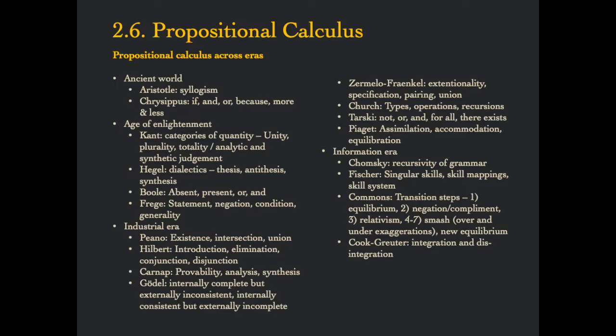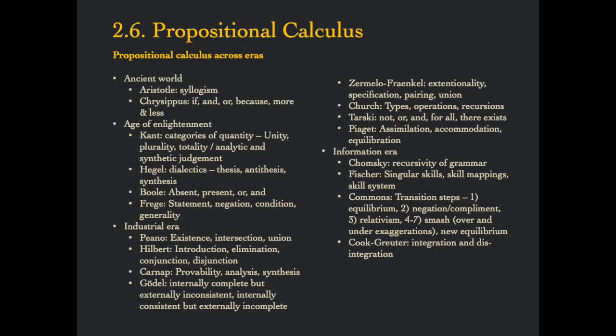In the industrial era, we have Peano, and he had the terms existence, intersection, and union. So again, we have static existence, and then we have the intersection, which is how things are related to each other dynamically, and then we have union, which is that multidynamic process of things combining together into a greater whole.